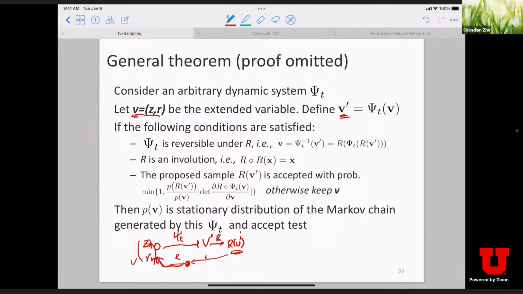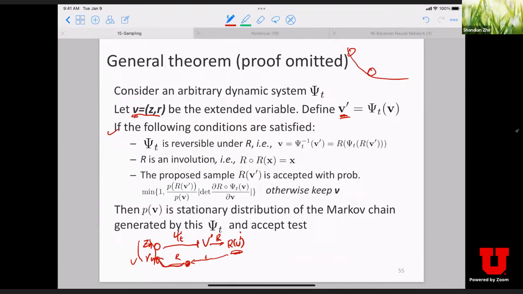You can imagine for the Hamiltonian system, it might be this ball starting from here, and after a certain amount of time, you get the ball here. The ball will have a different velocity and a different position, right? That corresponds to V prime. And then we want the following conditions to be satisfied.